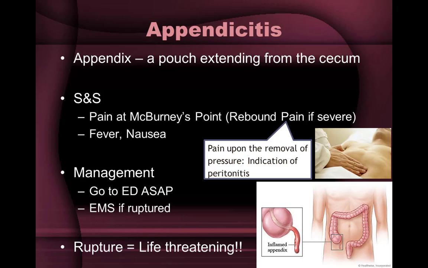Appendicitis occurs when the appendix becomes blocked, often by stool or a foreign body or cancer. Blockage may also occur from infection, since the appendix swells in response to every infection in the body.